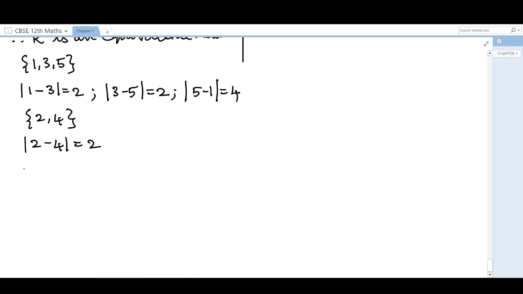We can also verify whether the elements of the subset {1, 3, 5} and the elements of the subset {2, 4} are related or not. If you take one element from this subset, say 1, and one element from the other subset, say 2, and if you find the difference you will get the value 1, which is not an even number. Similarly, if you take any element from this subset and find the difference with the elements of the other subset, you will get only odd values. Therefore, the elements in this subset are not related to the elements in the other subset.